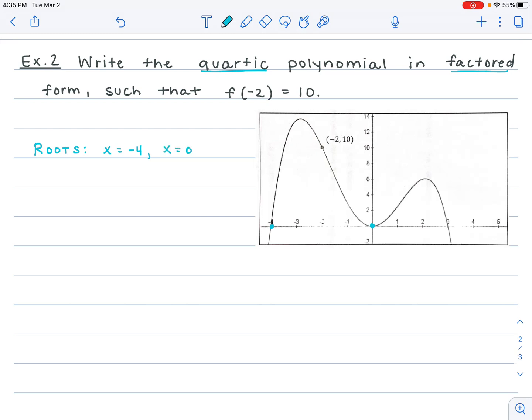I have another root at x equals 0. And this one's a unique one. If you remember, when you have a root that touches the x-axis and bounces right back off like it does here, that's actually an even multiplicity. Okay, and this one's actually going to be a multiplicity of 2. So this is a multiplicity of 2, because it bounces off that x-axis and doesn't actually go through it. And then my next one is going to be right here at x equals 3.